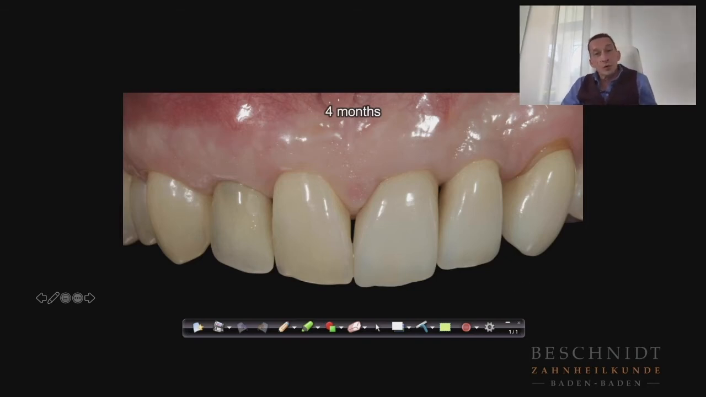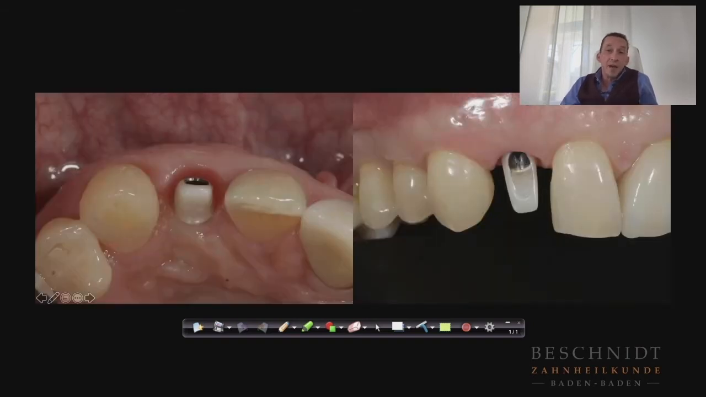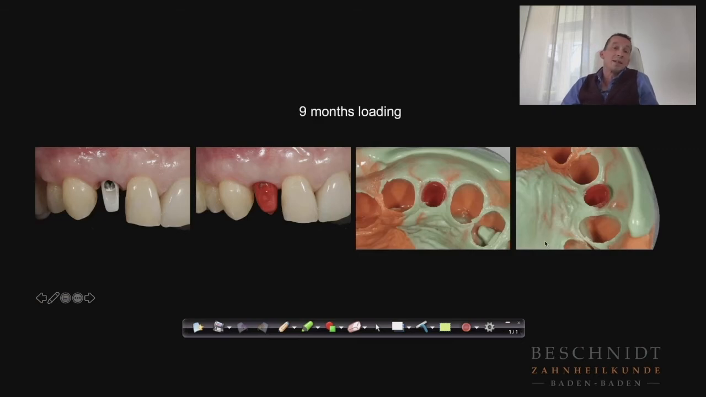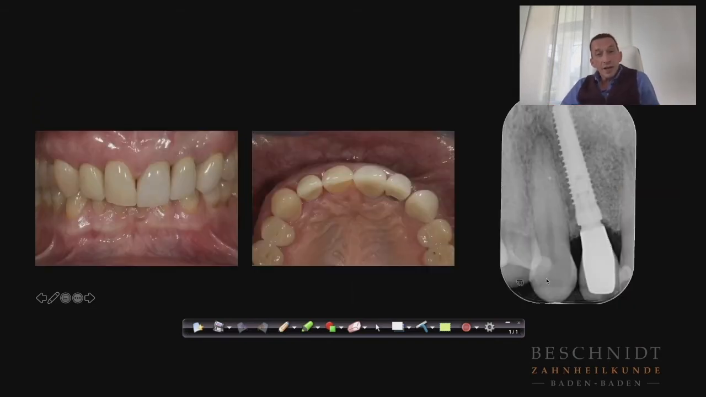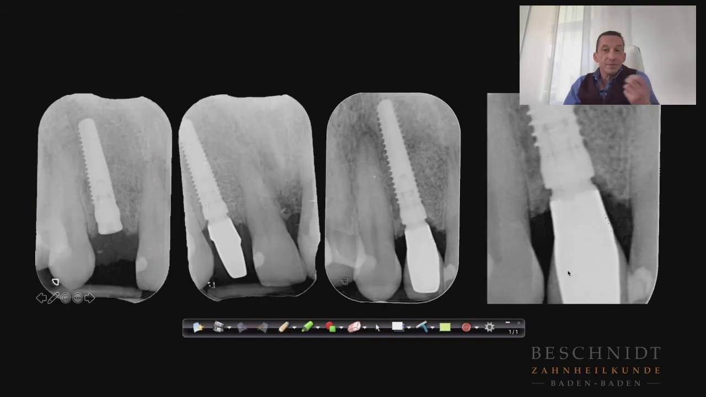So this is the 4 months control, and you see after 4 months we have a nice stable hard and soft tissue. And after 9 months we only did a transfer cap impression, and this is the final crown now. So looking from occlusal view, you see that we could manage to keep the augmentation. And now looking at the black and white aesthetics, which is much more informative about how we had bony reaction. And here you see that after 1 year of occlusal loading, we still have bone on the shoulder of the implant.